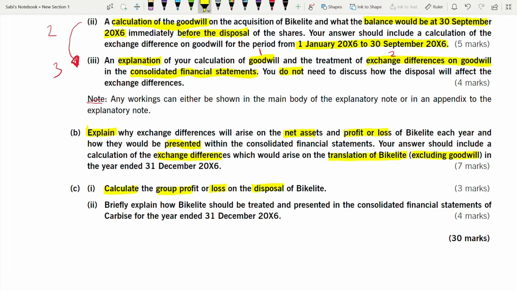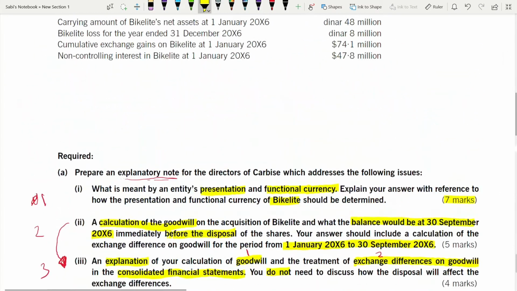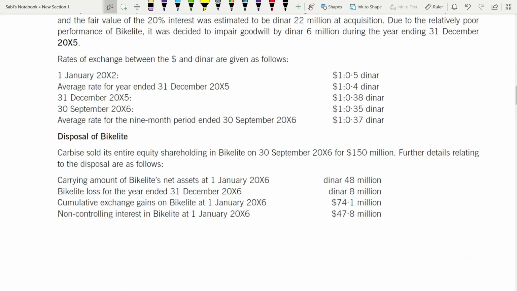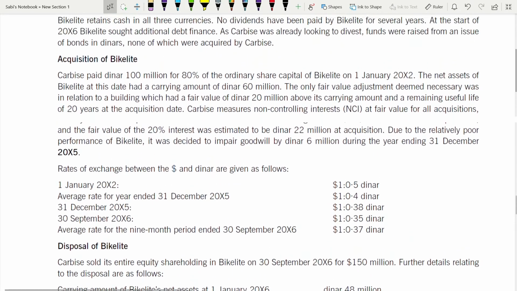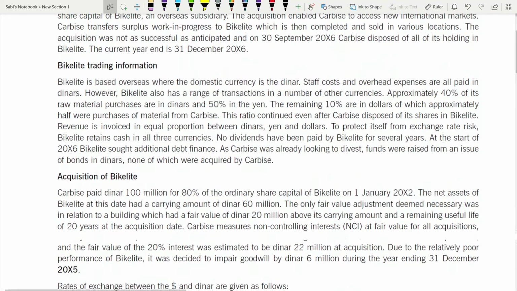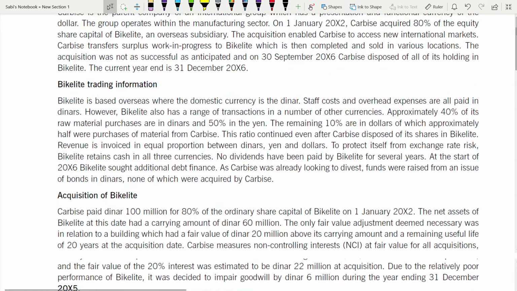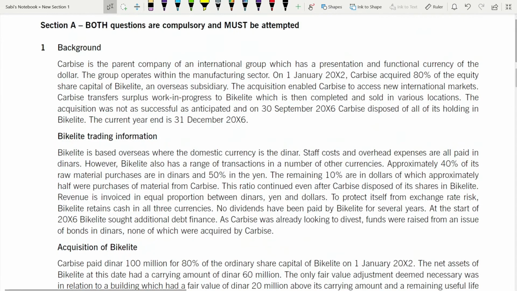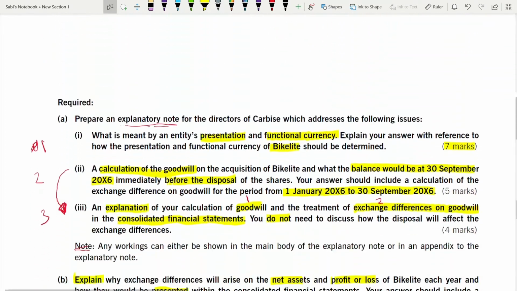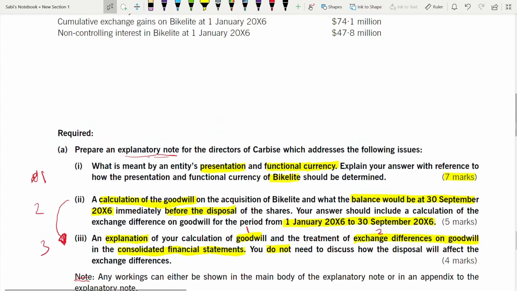Now, second, briefly explain how Bakelite should be treated and presented in the consolidated financial statements of Kerbis for the year ended. How it will be treated and how it will be presented in the consolidated financial statements, for 4 marks. So now can we read the case study? The disposal part, I'm not reading it. So part A, presentation and this thing.